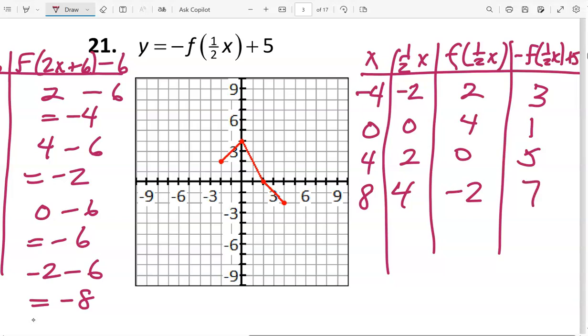So negative 4 comma positive 3, 0 comma 1, 4 comma 5, and 8 comma 7. And the resulting graph will look like this.